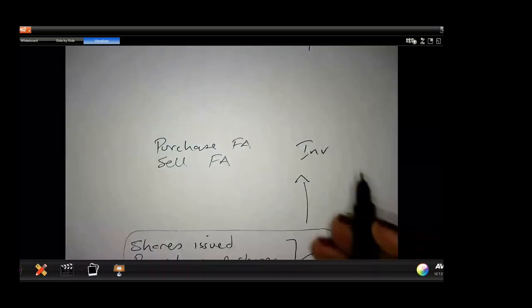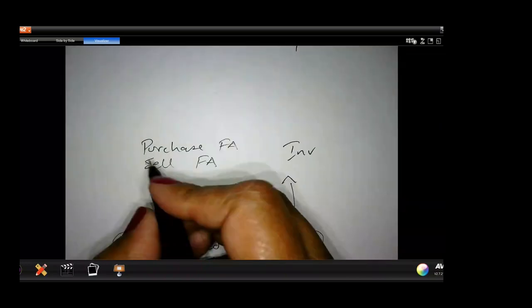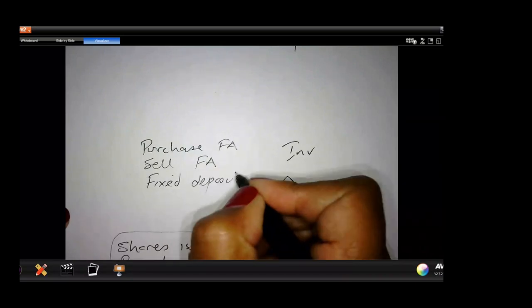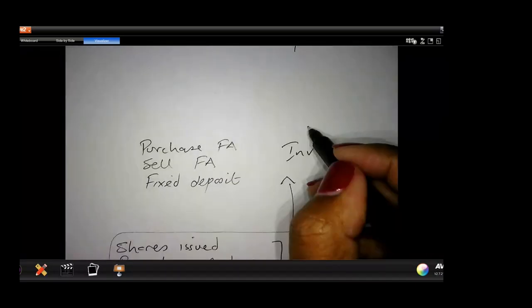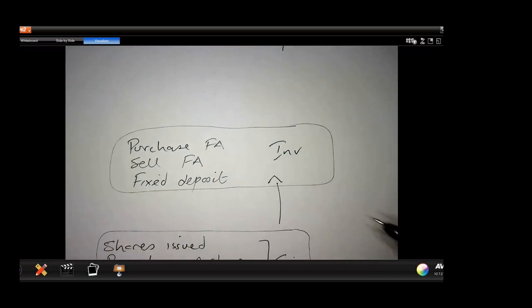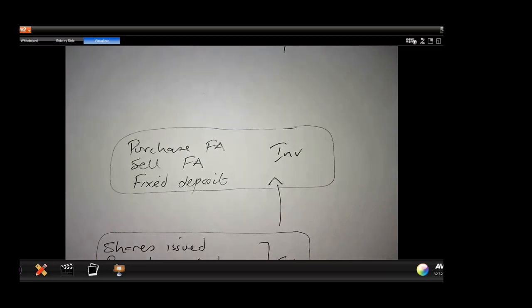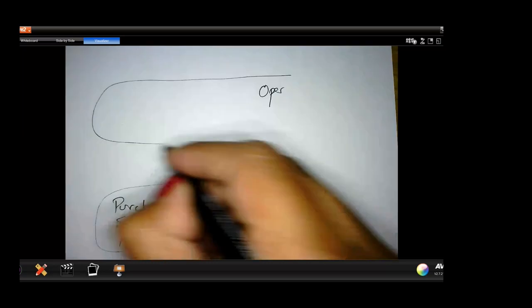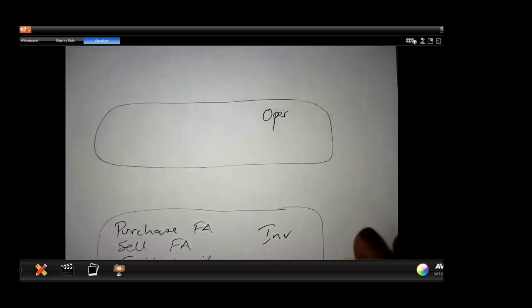That's my investing activities. And then I invest in a fixed deposit or my fixed deposit matures. So that is my investing activity. So what am I trying to do, learners? I'm trying to teach you to memorize these sections by understanding it. And then I start operating. So there we go. Now I have my operating activities there.